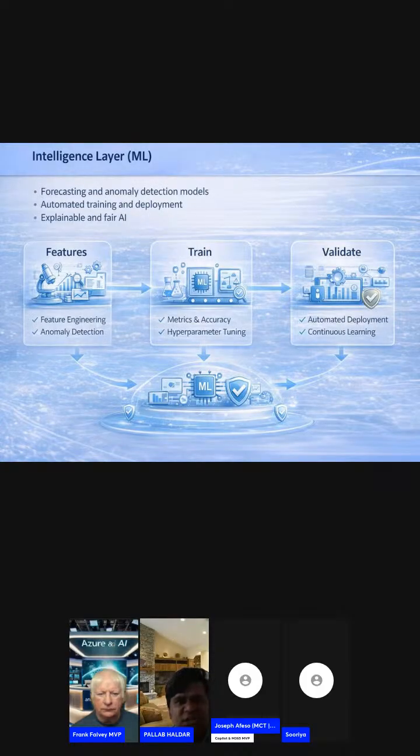Now there is the machine learning layer, where forecasting and anomaly detection models are passed to that ML layer, then automated training and deployment happen, with explainability for fair AI. Here all the algorithms are applied to train the model using metrics and accuracy. Some hyperparameter tuning is done based on the model. After that, in the final stage of the model, we do validation, which is automatic deployment. And as I told earlier, reinforcement learning comes into the picture, where after deployment we tune the model in a loop. So these are all the processes for the intelligence layer.